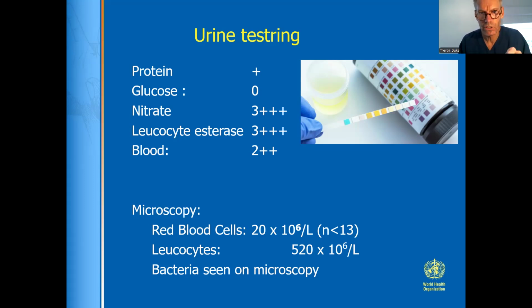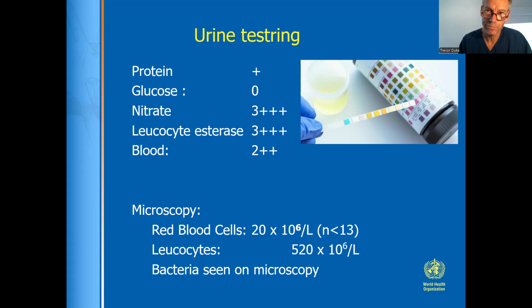If you've got positive nitrates, nitrates are produced by bacteria, so it seems likely. Leukocyte esterase is an enzyme produced by white blood cells, so if you've got lots of leukocytes in the urine because of an inflammatory response related to an infection, then you're likely to have positive leukocyte esterase. And when you've got a urinary tract infection, you typically have a little microscopic blood. You can't see it in the urine, but it's there. So blood, leukocyte esterase, and nitrates is typical of a urinary tract infection.